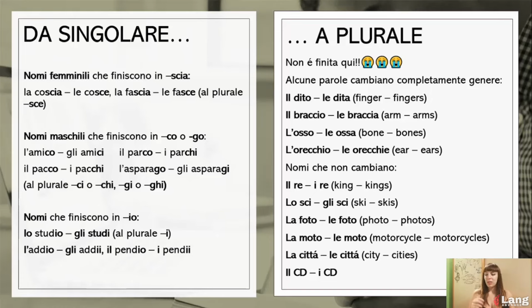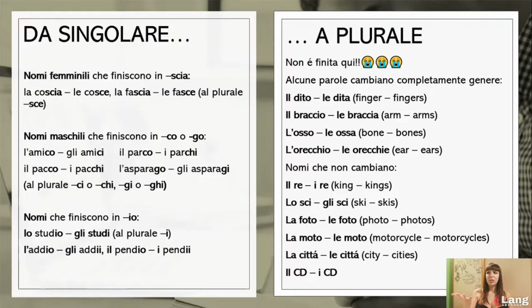When the nouns end with IO, like lo studio, they will simply lose the O. So lo studio, gli studi. Some of them will take a double I, but there are very few words, so don't stress too much about this. L'addio will change into gli addii, and il pendio will change into i pendii. But again, it's very rare, so don't worry too much.